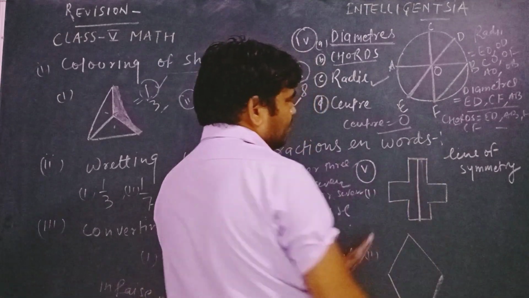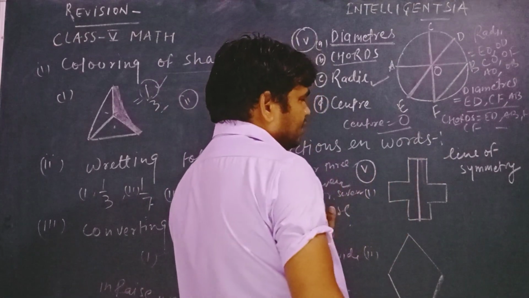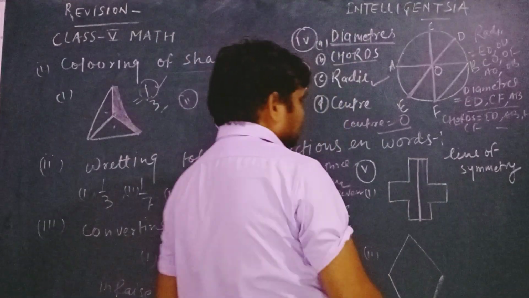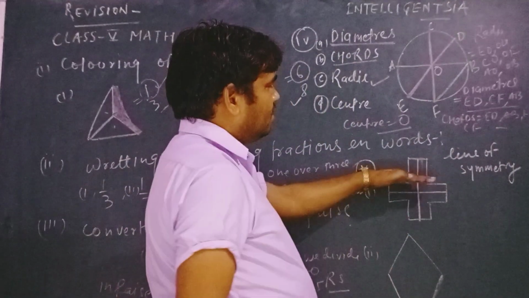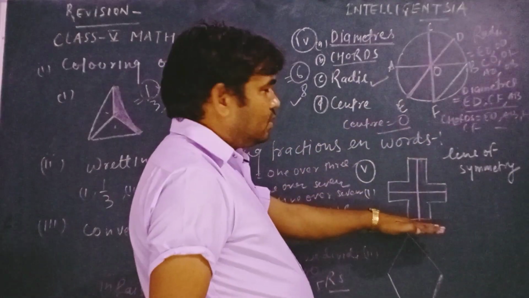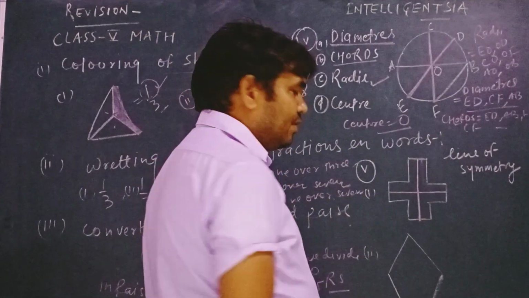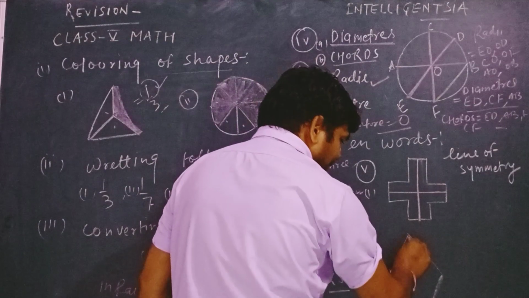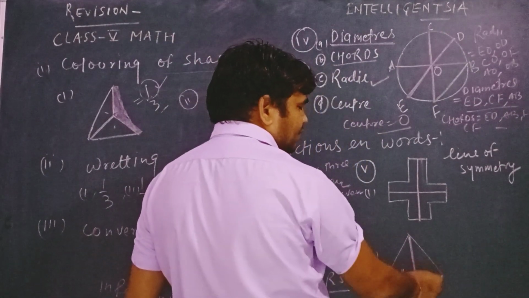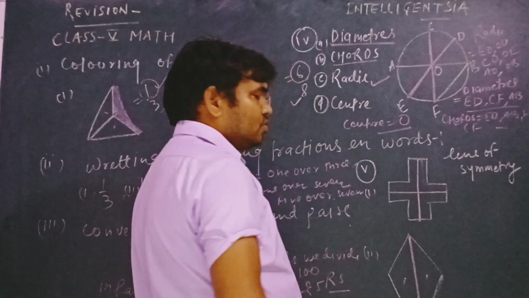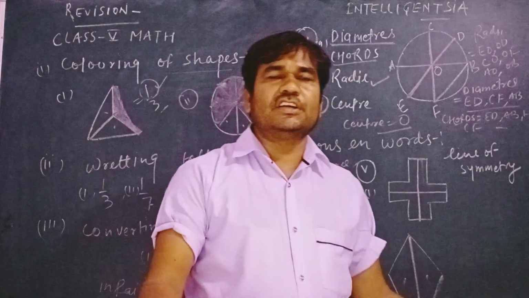So you see, this is the line of symmetry. Here you see the first part and here the second part. This is also called a line of symmetry because the upper part and lower part are equal. So you can write here, this is a line of symmetry. First part, second part. So that is the line of symmetry, students.